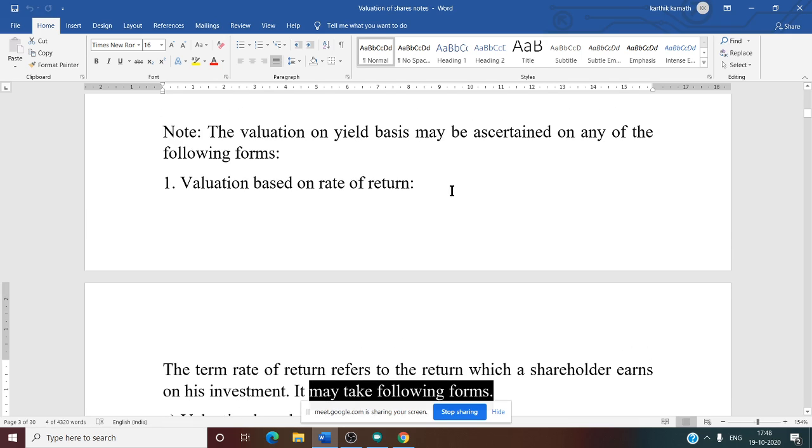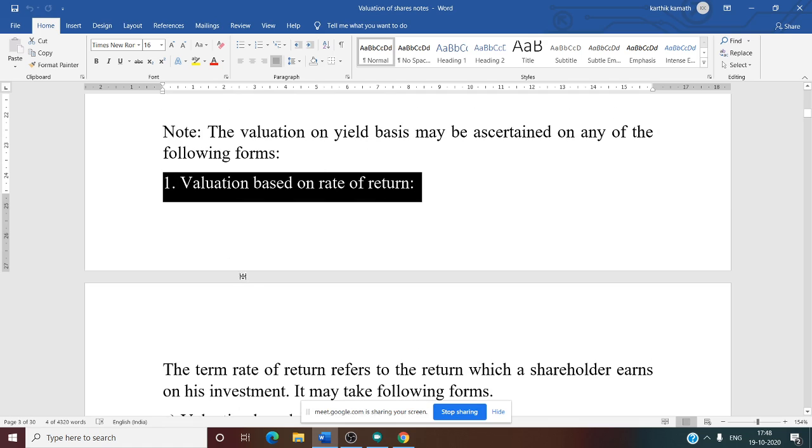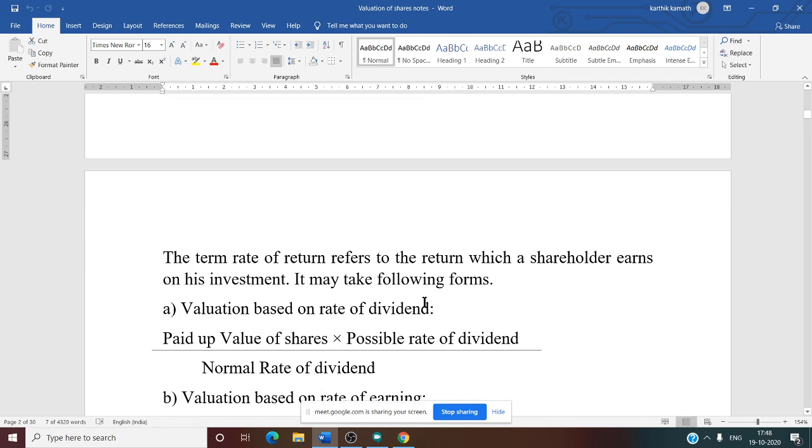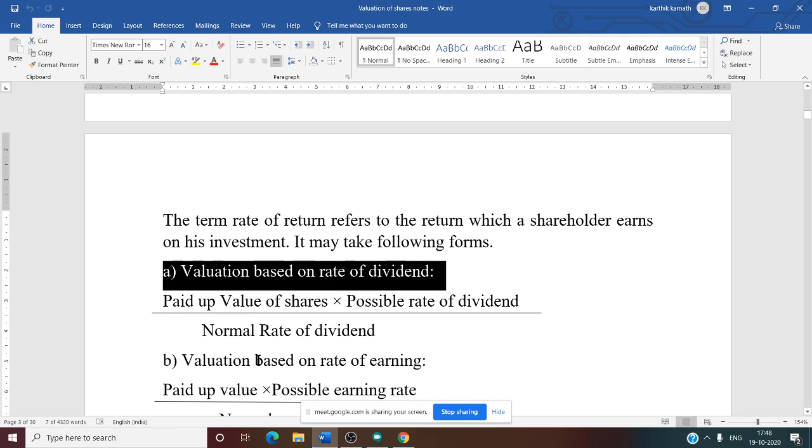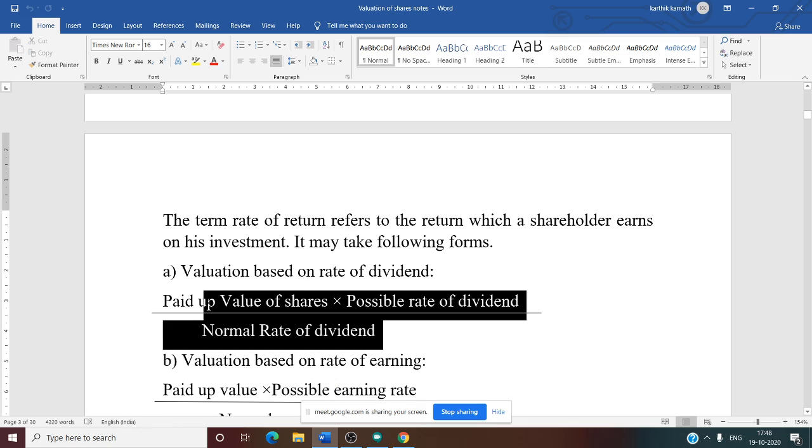See, valuation on yield. Under that, the main type is valuation based on rate of return. Under that again, the subtype is valuation based on rate of dividend. So whenever valuation of shares is done with the help of dividend, then this is the formula. How to remember this formula?